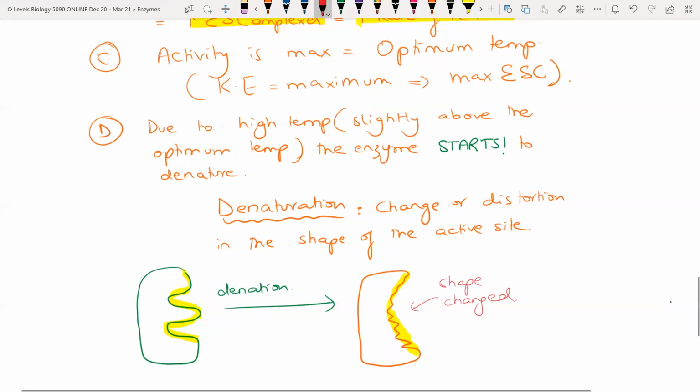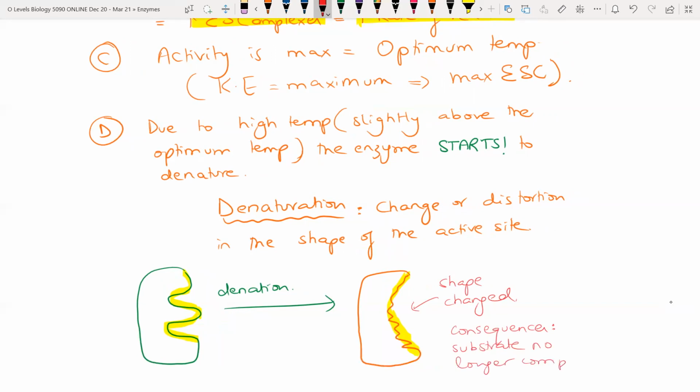Denaturation. The consequences of this are: the substrate is no longer complementary. And if the substrate is not complementary, then of course there is no enzyme substrate complex and no reaction taking place.